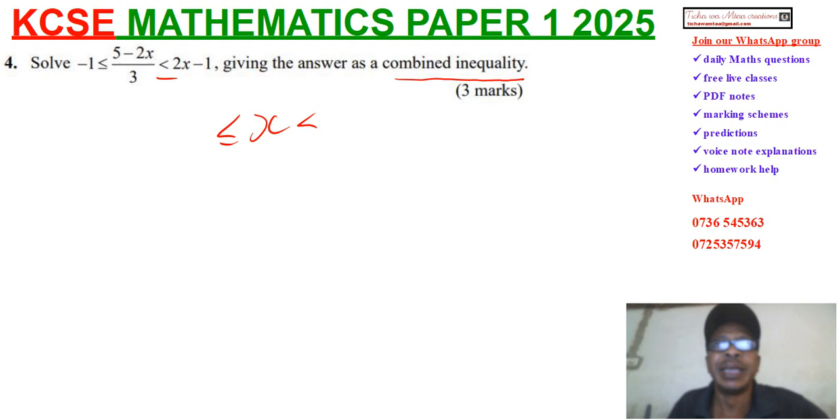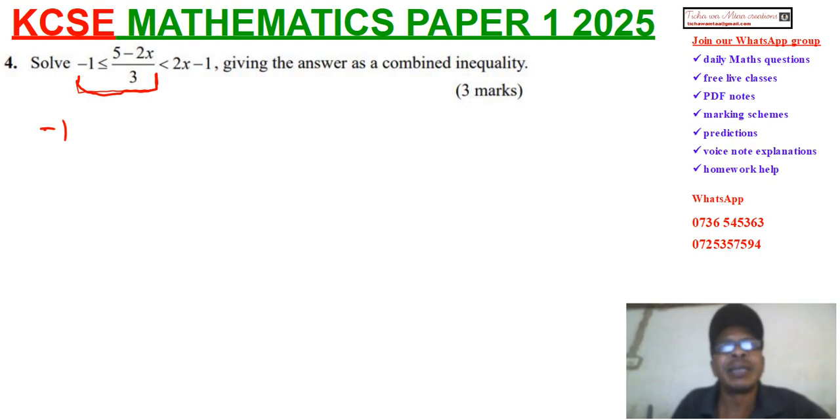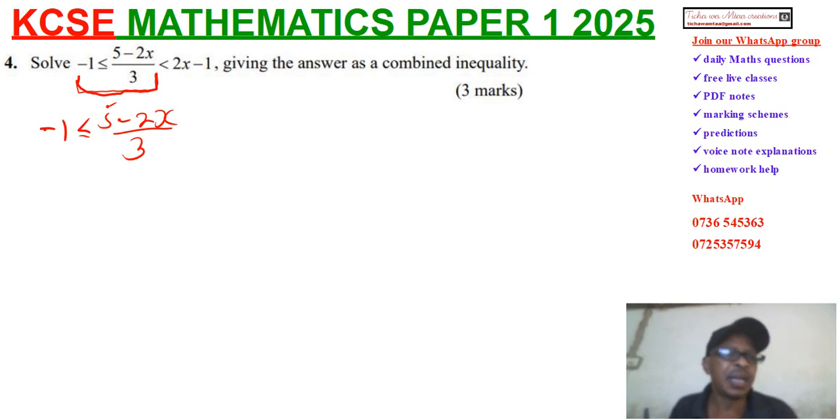You can see here we have 2. So what we do is we work this particular question in two ways. First we take one part here as a single inequality: minus 1 less than or equals to (5 minus 2x) divided by 3. So we can simplify this. How do we do this?